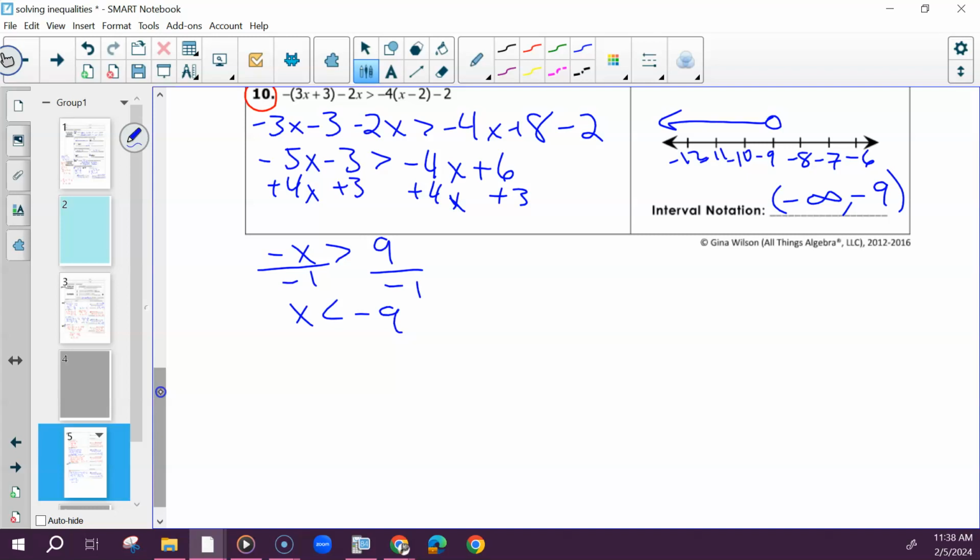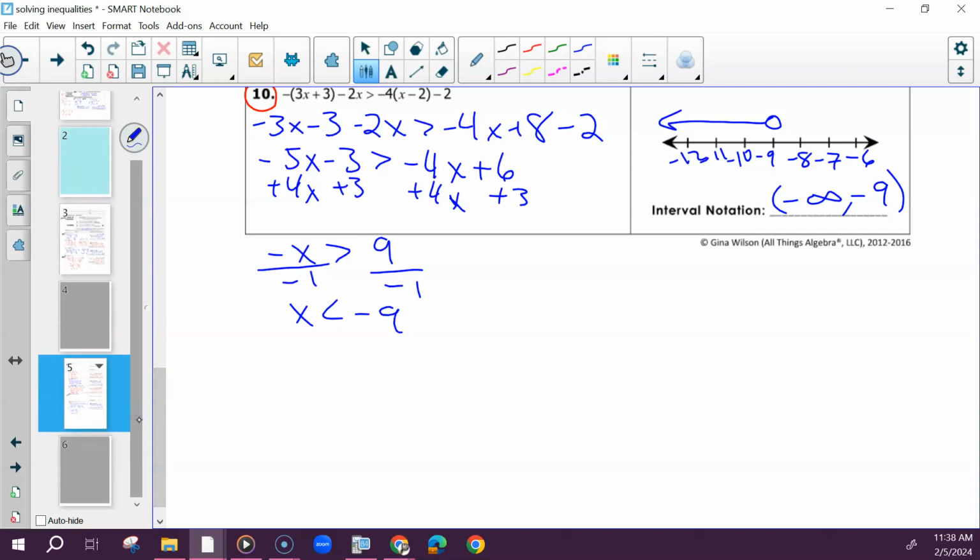Questions on how we solve multi-step inequalities? How do we feel about solving multi-step inequalities? Good, okay, need more practice, not okay, I don't understand what we're doing.